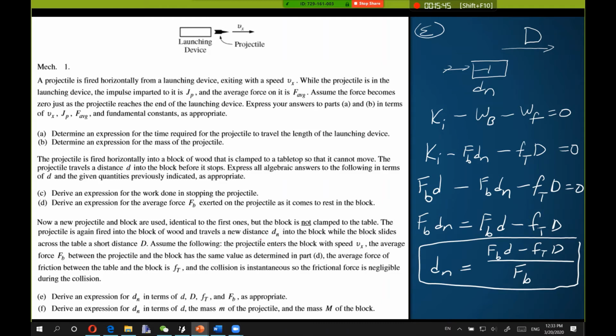So those distances were subscripted for us. We've got a distance d that we used from the previous equation. And since the kinetic energy of the projectile hasn't changed from part d to part e for our initial kinetic energy, we can still reuse any formulas we used for the previous one. I've got a capital D, which is my distance across the table. So the block slides across the table, distance D, and then d_n is how far we traveled into the block.